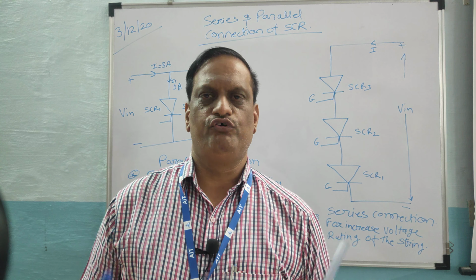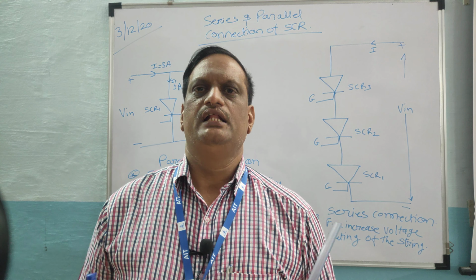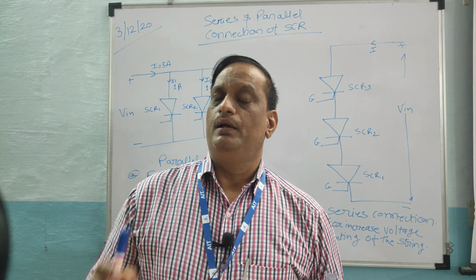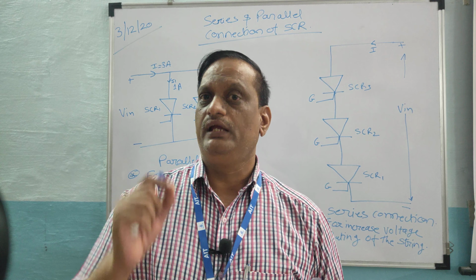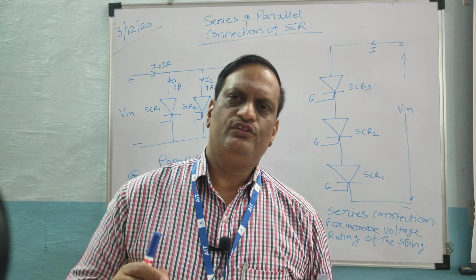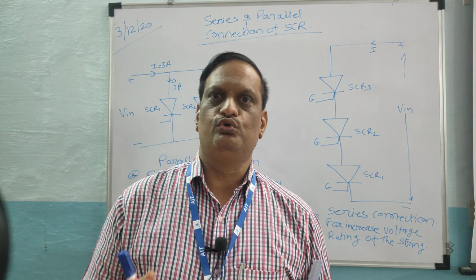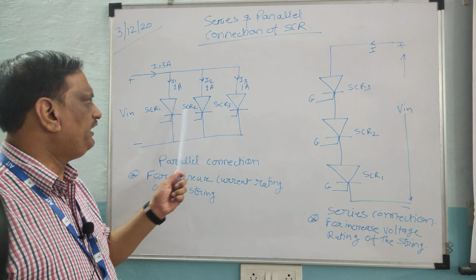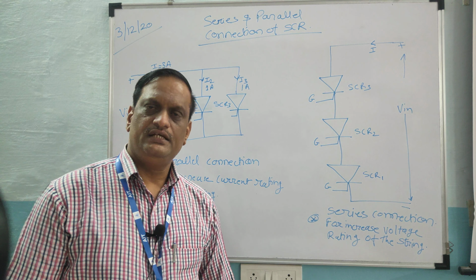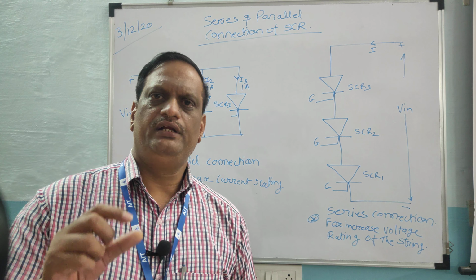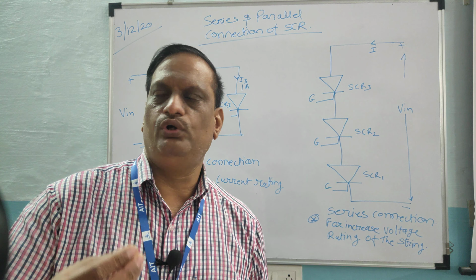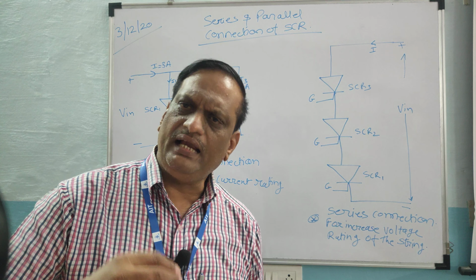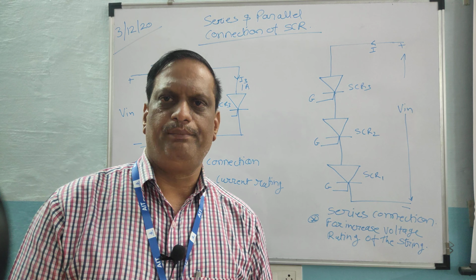Suppose, for example, you are considering the TYN612 device, then all 3 devices should be TYN612 only. Their electrical characteristics should be equal. If it is not equal, then what will happen? That we want to study. Let us consider that S1 is not equal to S2 and S2 is not equal to S3, meaning there is a fine difference in the cut-in voltage or the breakover voltage of the SCR. So when the forward breakover voltage of the SCRs is slightly different from each other, what will happen? That we will study.